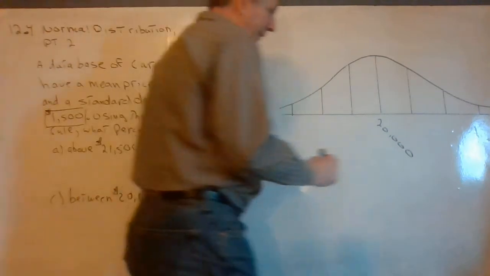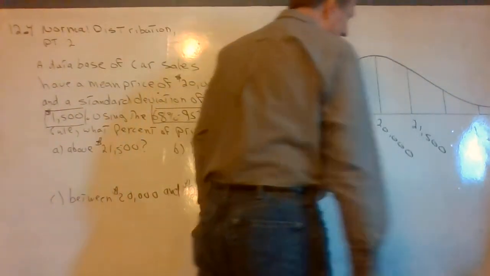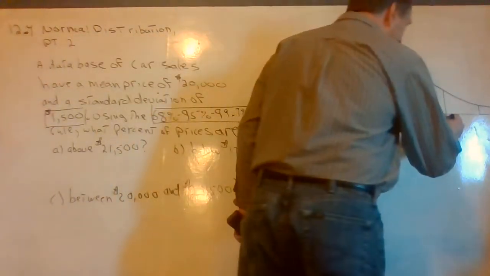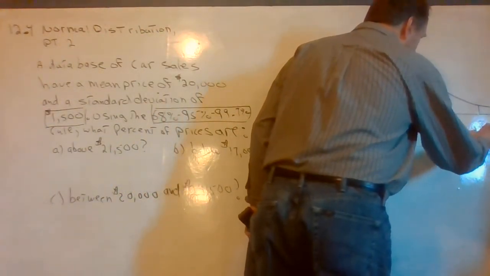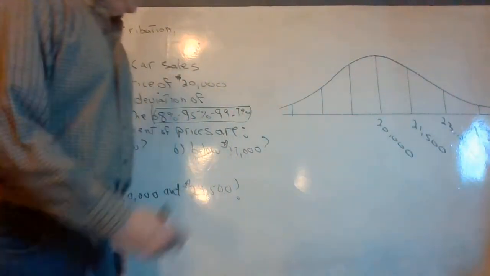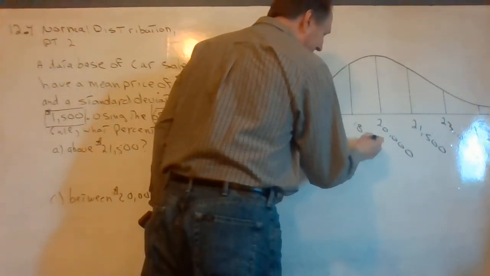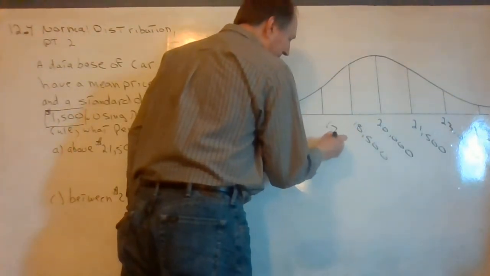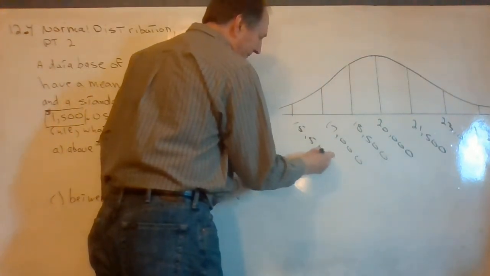So add 1,500, we get 21,500. Add 1,500, we get 23,000 and 24,500. And then count backwards, subtract 1,500: 18,500, 17,000, 15,500.